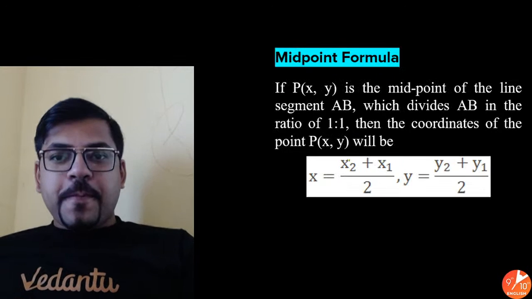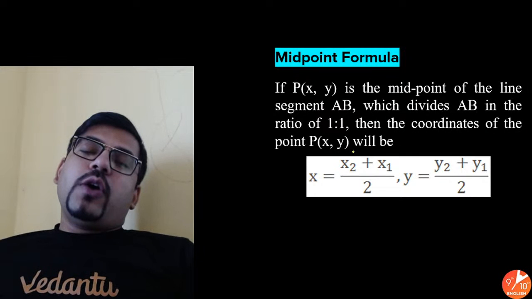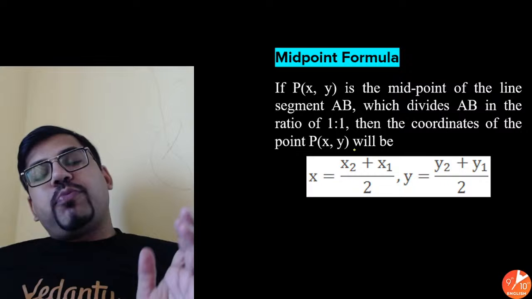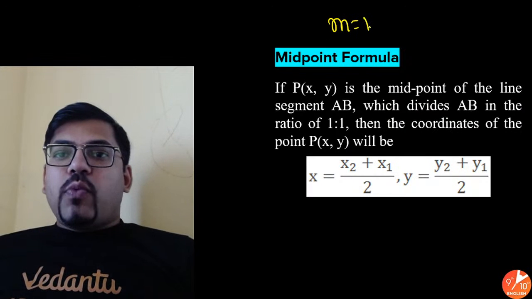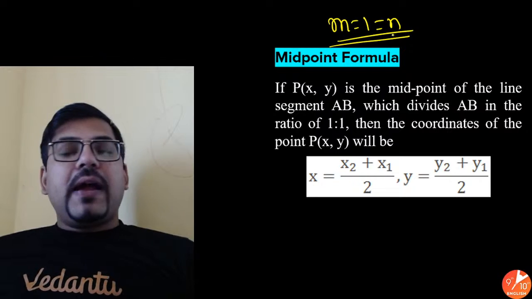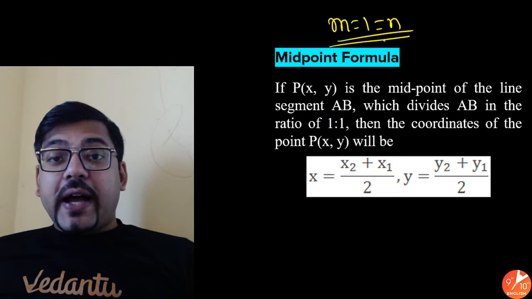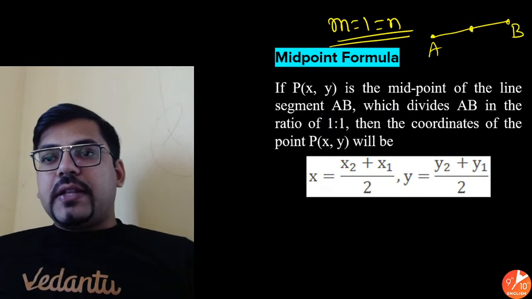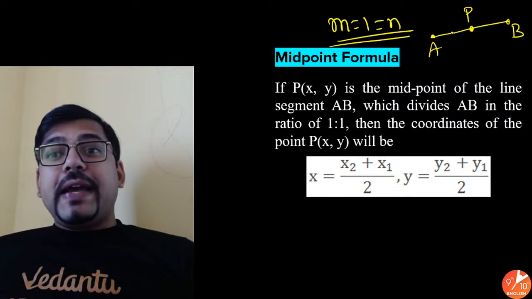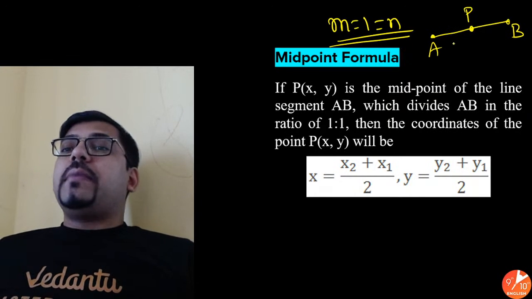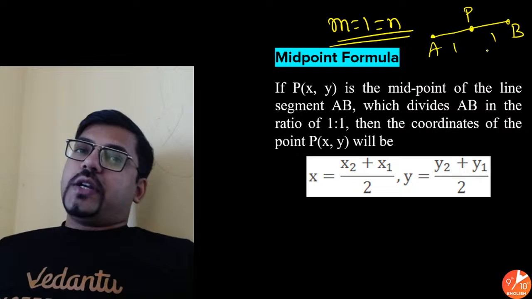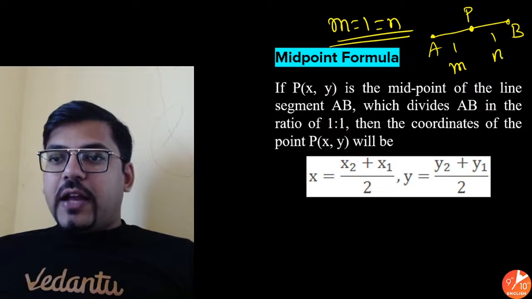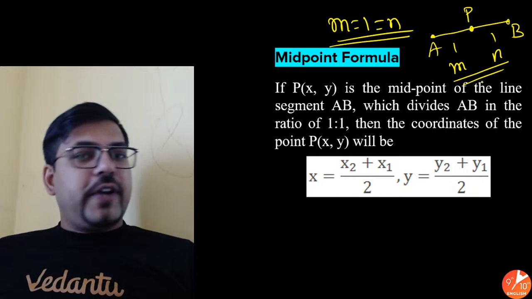Let's see the next thing. Midpoint formula. It is again very easy, because in the midpoint formula you just have to assume that m and n both of them are 1. Why? Because if there is a line AB and a point P on it, the point P divides the line segment AB in the ratio 1:1 if it is a midpoint. So hence the values of m and n come to be 1. Fine. So this is the formula.